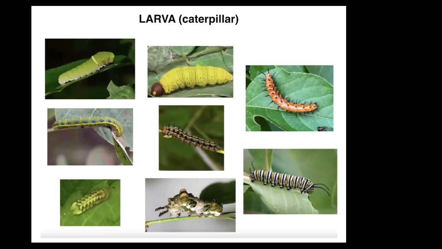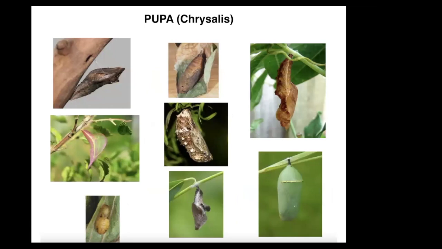And then after 2 or 3 weeks, they get to be their full size, and they will go and find some support, and they usually make a J hanging, and then the body makes this very hard pupa. And we may think, oh, well, this is their dormant time. It is not their dormant time. A lot is going on at this point.